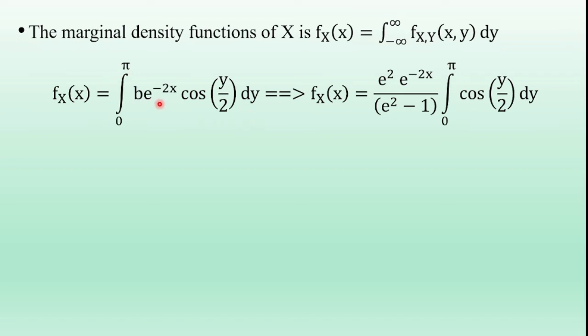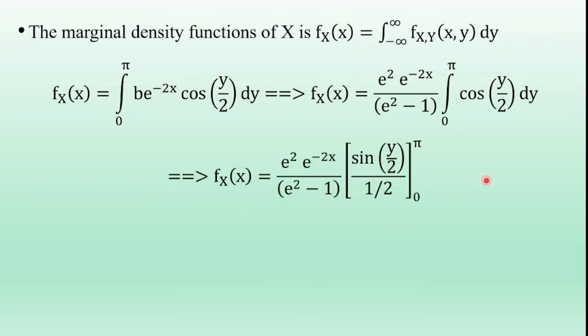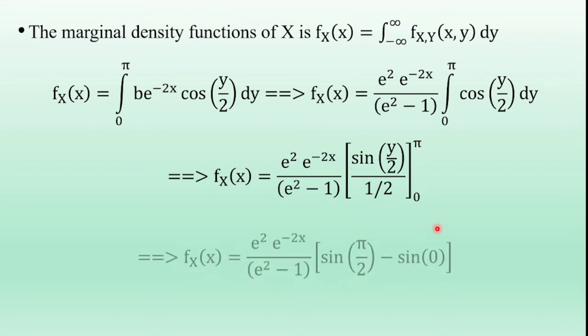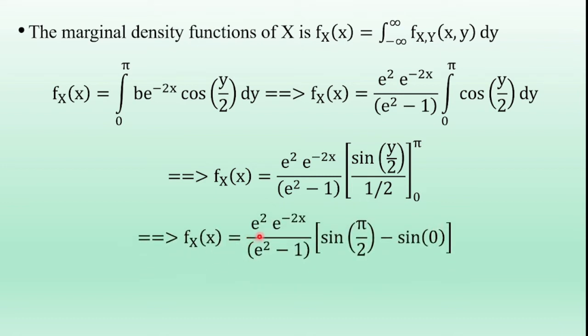B e power minus 2x is constant, that is written before integration, and the b value is already calculated, so substitute that b value here: e square into e power minus 2x by e square minus 1, integral 0 to pi cos of y by 2 dy. Integral of cos of y by 2 dy is sin of y by 2 divided by 1 by 2, and now substitute the upper value of y and the lower value of y. We get fx of x is equal to e square into e power minus 2x by e square minus 1, sin pi by 2 minus sin 0.